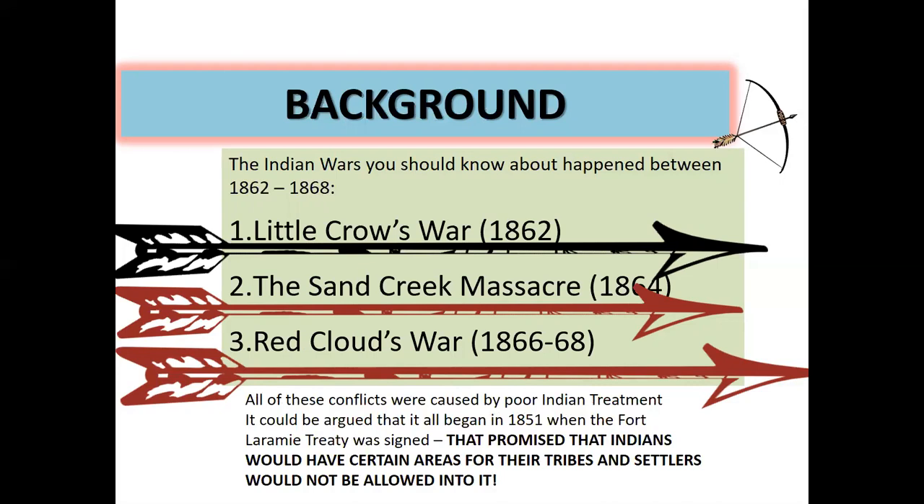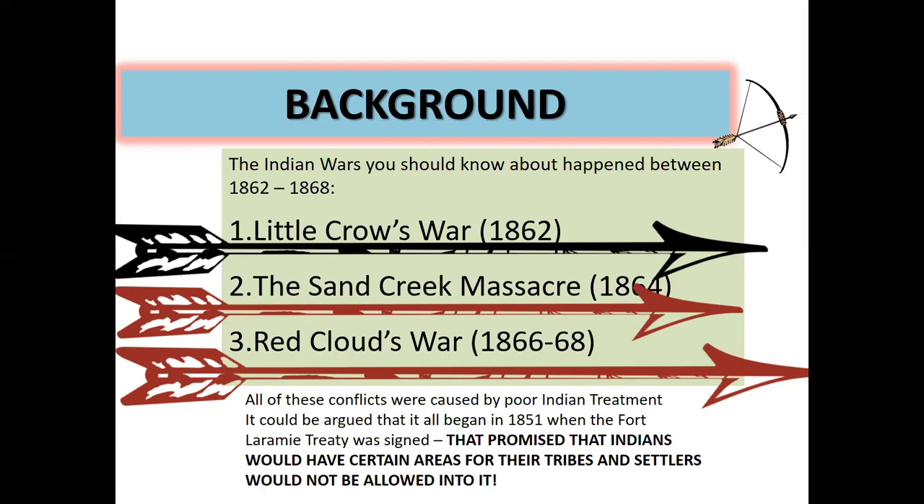Now, what needs to be clearly understood is that all of these conflicts were caused by poor Indian treatment. It can be argued that it started in 1851 when the Fort Laramie Treaty was signed, as I've just mentioned, that the Fort Laramie Treaty promised that Indians would have certain areas for their tribes and settlers, more importantly, would not be allowed into.